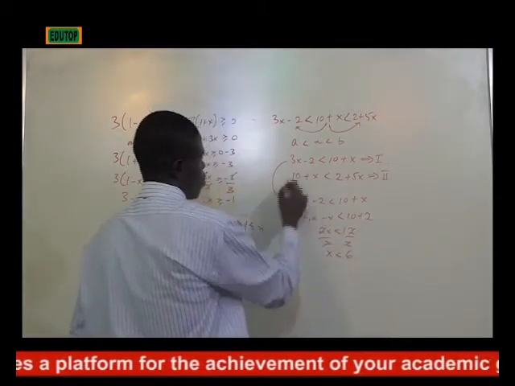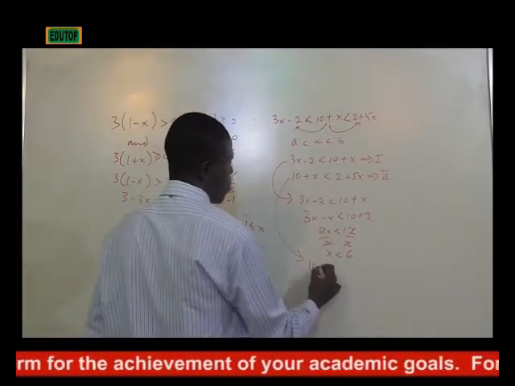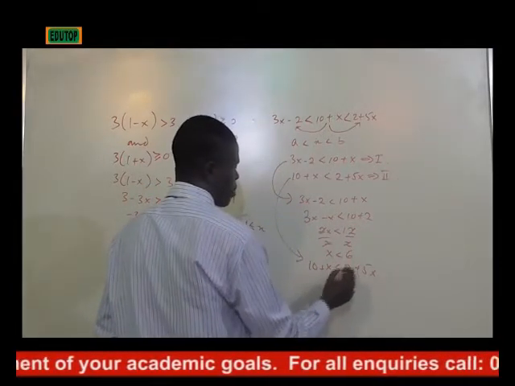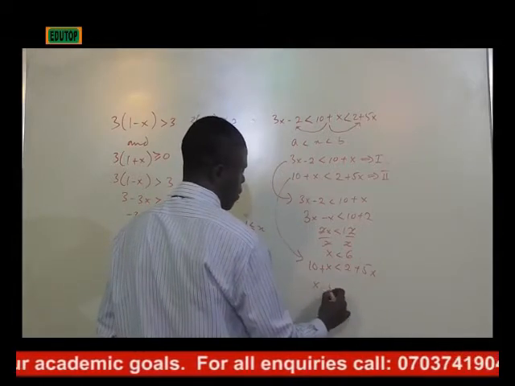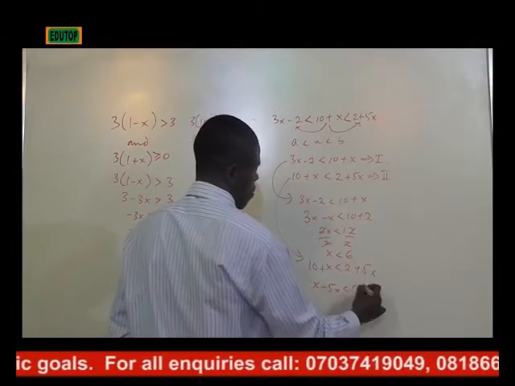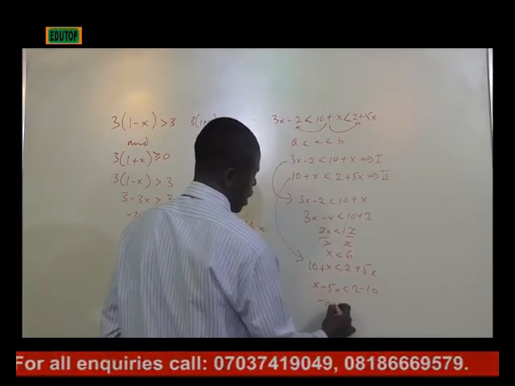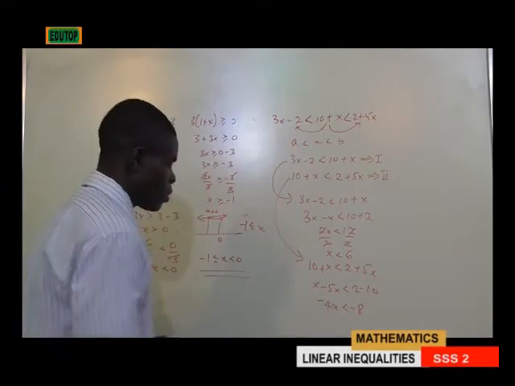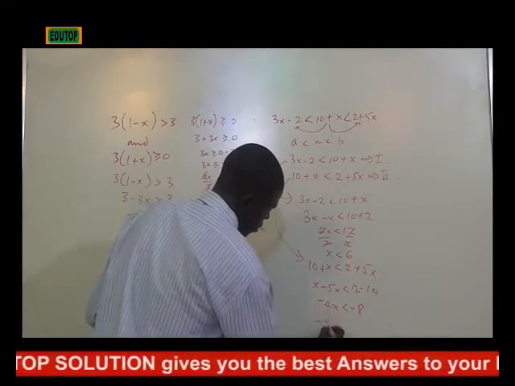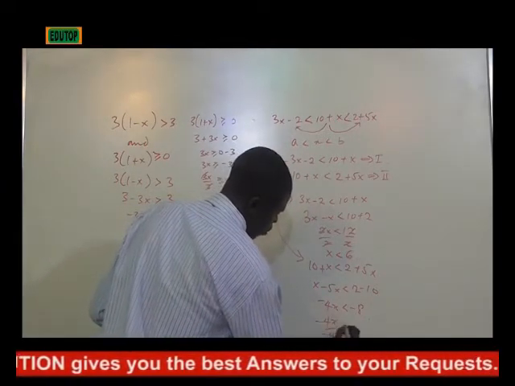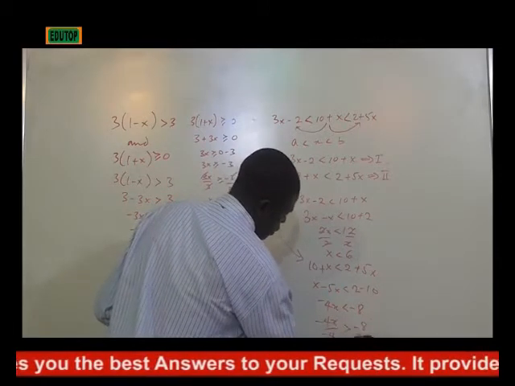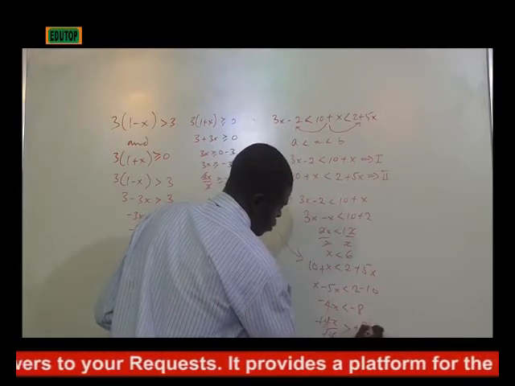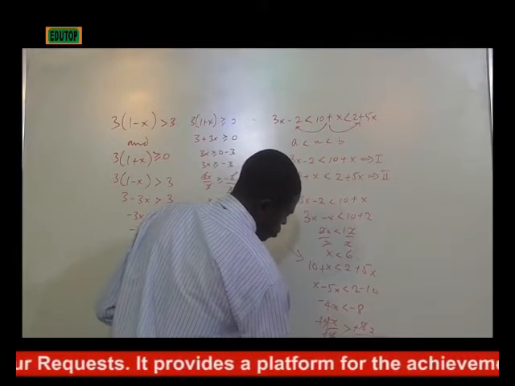That's the first case. So we come here with the second case, then we have 10 plus x less than 2 plus 5x. Then we collect like terms also, then x minus 5x less than 2 minus 10. So this one becomes minus 4x, and this one gives us minus 8. So here, divide both sides by minus 4. By dividing both sides by minus 4, the inequality sign changes direction, and this one comes to 2. So our x is greater than 2.